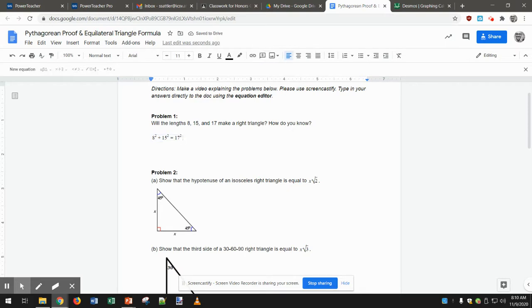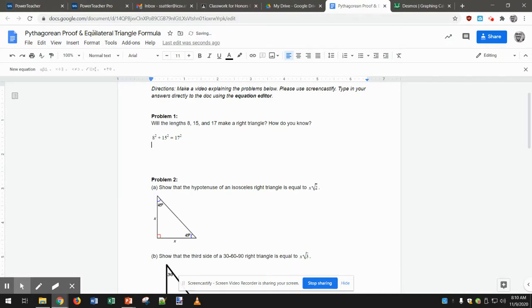Then you could show on a line below it, insert equation. Now this is 64 plus 225 equals 289. And then we've shown that these lengths will in fact make a right triangle because they satisfy the Pythagorean theorem. So I'll give you a different one for your problem 1.